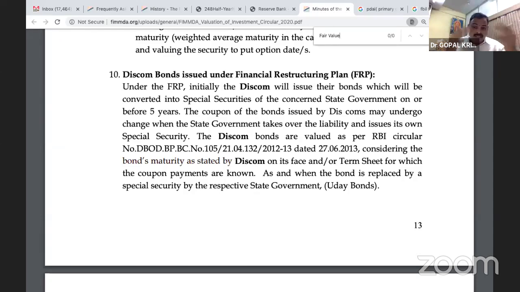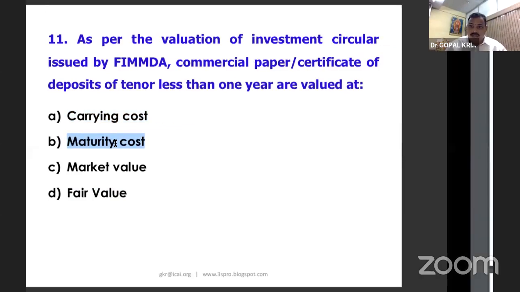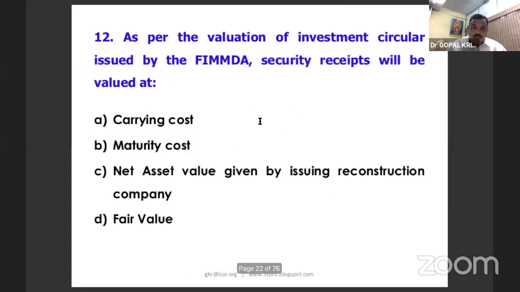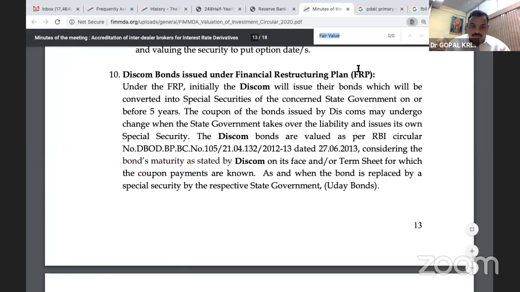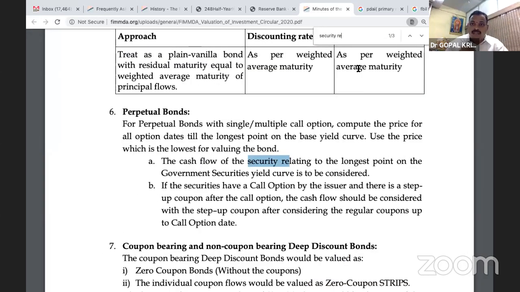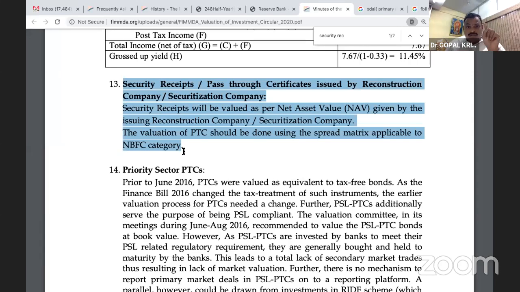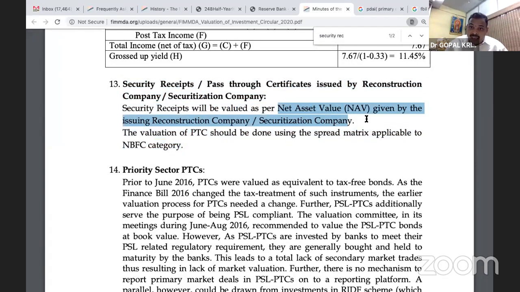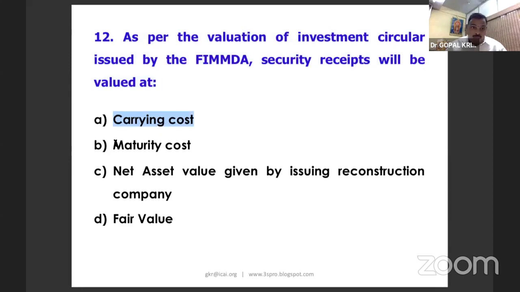Okay, so that means Ind AS is not applicable. So it will be either carrying cost or maturity cost. Okay, so anything it will come. So very interesting. But now next is, as per the valuation of investment circular, security receipts will be valued at. So SR. Security receipts and PTC. This is also forming part of your syllabus itself. Security receipts and pass-through certificates issued by a reconstruction company or securitization company will be valued as per NAV given by the respective reconstruction company or securitization company. So SR will be valued not at carrying cost, maybe, or maturity cost, maybe, but at the NAV given by the issuing reconstruction company or securitization company. So answer is C. Good.